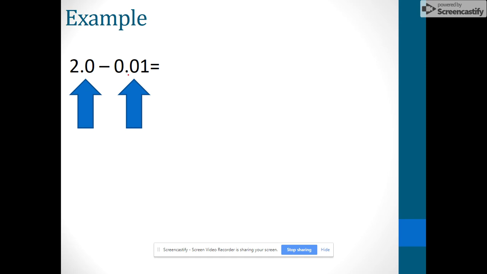2.0 minus 0.01. Our first number has one digit after the decimal, and our second one has two digits after the decimal. That means we're going to carry out our operation 2.0 minus 0.01, which will give us 1.99. But 2.0 only has one number after the decimal, so we need to round this to have one number after the decimal as well. So we need to round this 9. Since it is a 9 after it, we have to round up to 2.0.